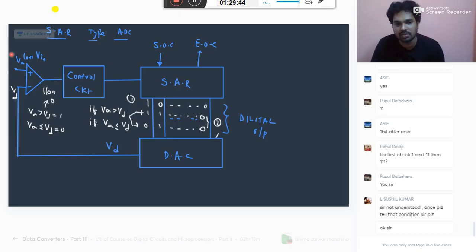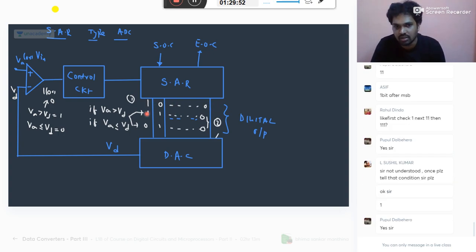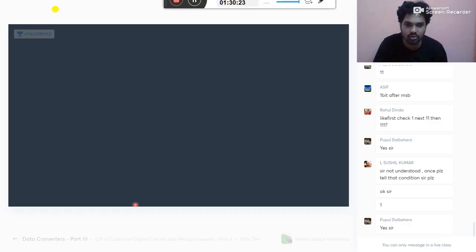If VA is more, what does it mean? My input is more than this. Then I will keep this bit as it is. If my input is less, I will reset this previous bit, so that my input is not more than this. In both cases, I will shift to the next bit. I will do this operation up to the end of the LSB. For every bit we check for greater or less than. This is the story. Now let's see step by step. Let me draw it step by step, now you can understand better.